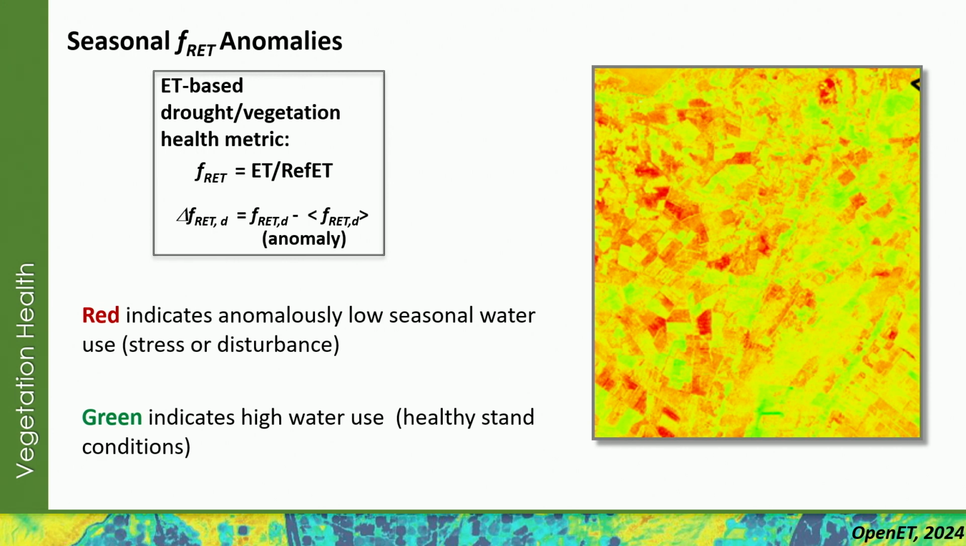If that comparison is positive, it means it is happily using water, which demonstrates a healthy condition. But if it's lower than the normal condition, it gives us a warning: it didn't use the normal amount of water it should. So here in this figure, we use red and green. Red means a stress or disturbance condition, and green means a healthy condition.